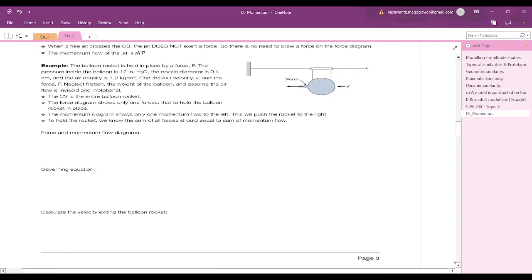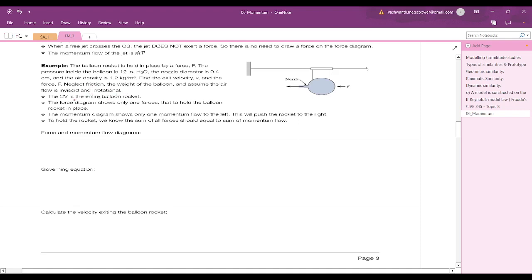Now, one more question is also given here based on that. A balloon rocket is held in place by a force. So see here, this is the balloon rocket and it is held in position by a force F. The pressure inside the balloon is 12 inch H2O. The nozzle diameter is 0.4 centimeter. The air density is 1.2 kg per meter cube. Find the exit velocity V and the force F. Neglect the friction and the weight of the balloon, and assume the airflow is inviscid and irrotational.